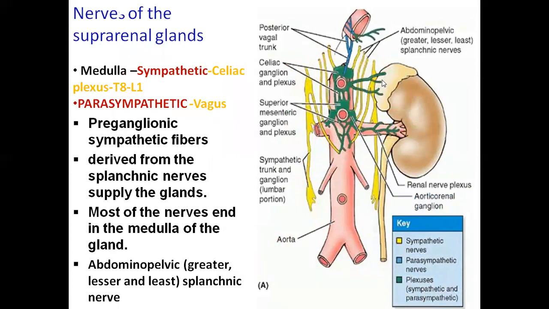Coming to the nerve supply of the suprarenal gland, the medulla is supplied by the sympathetic. Nerve supply comes from the celiac plexus. The root value is T8 to L1. Parasympathetic comes from the vagus. The preganglionic sympathetic fibers are derived from the splanchnic nerves which supply the gland. Most of the nerves end in the medulla of the gland. These are the abdominopelvic, that is greater, lesser and least splanchnic nerves. Anyhow, there is a separate lecture for the splanchnic nerves and abdominal autonomic nervous system. There you will understand much better.